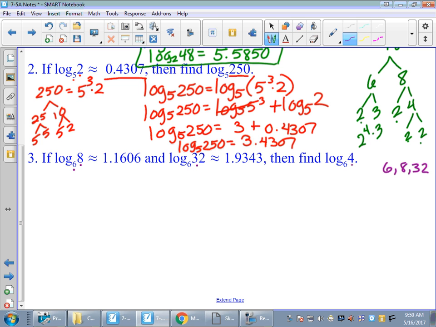And looking at these numbers, I see a division between 8 and 32. So I didn't have to use 6. You don't have to use all of them. It's just available if needed. So I know that 32 over 8, I can write it as a fraction or a quotient, is equivalent to 4. So let's just take some time with your calculator and understanding numbers so we can go ahead and get started. So log base 6 of 4 is the same thing as log base 6 of 32 divided by 8.